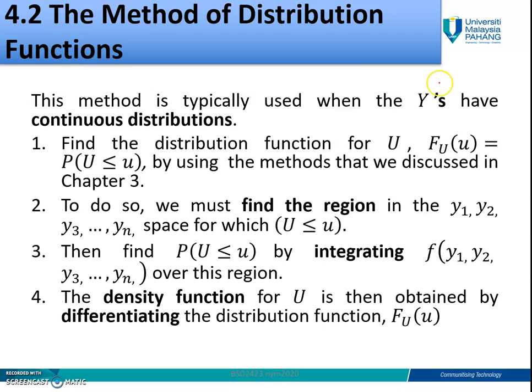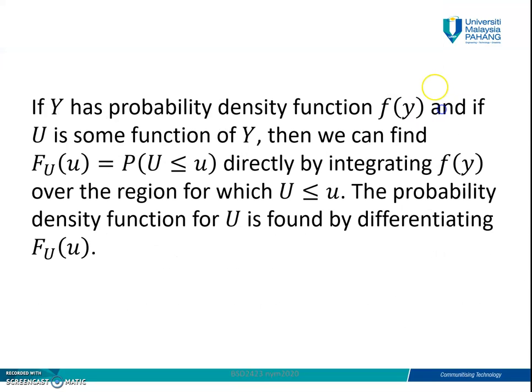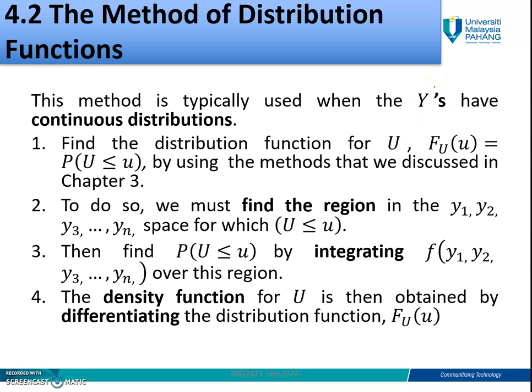What is Y? Y is a random variable. In this case, it's U, which means it's a function of random variables. If you remember in the previous video, you have Y1, Y2 until Yn. So a function of that is U. This method is typically used when the Y's have continuous distribution.